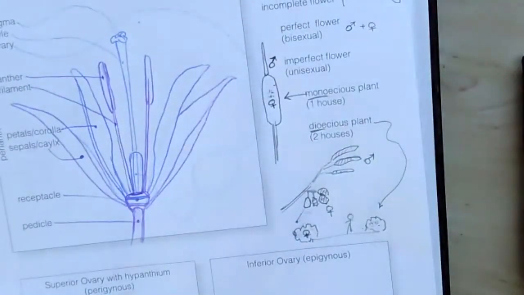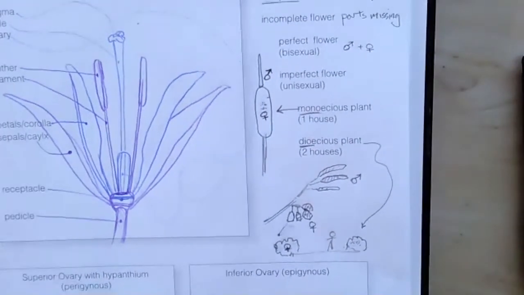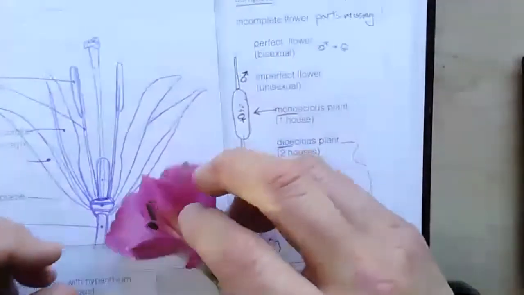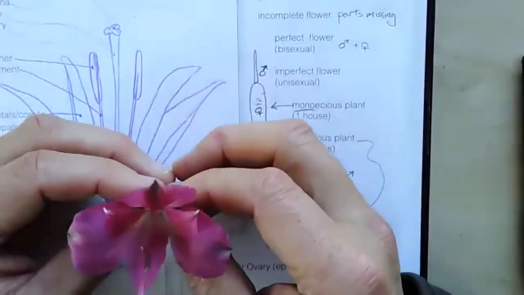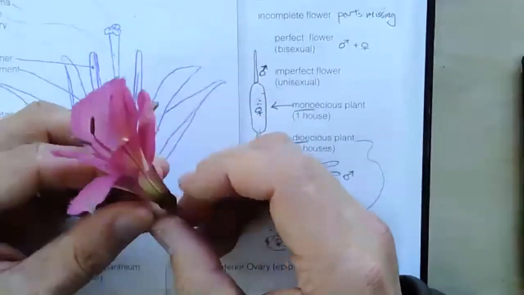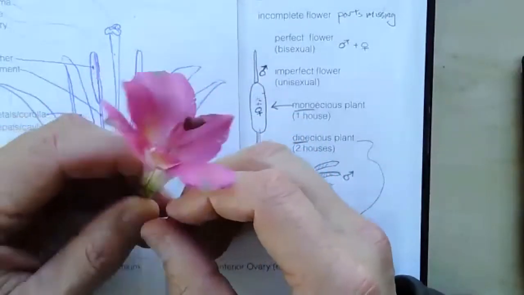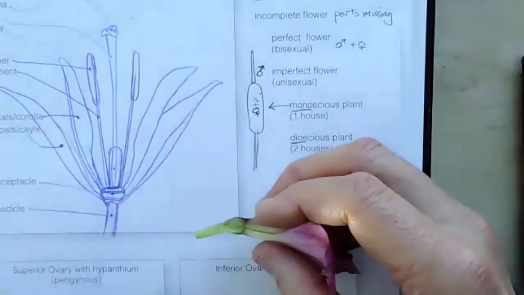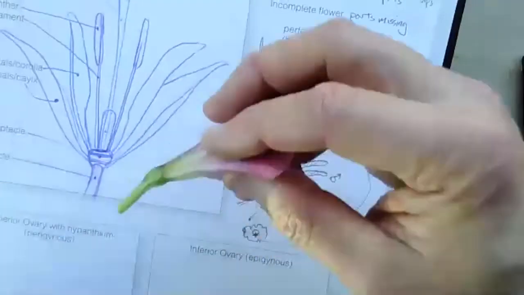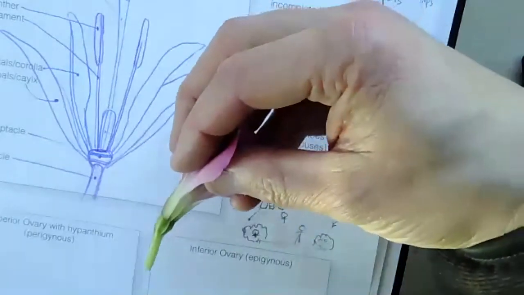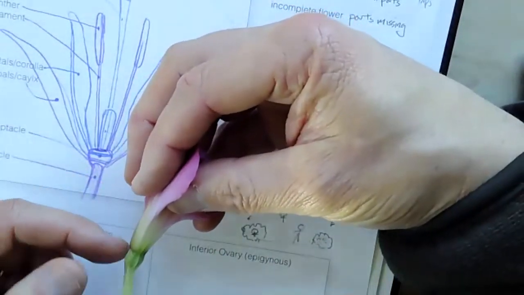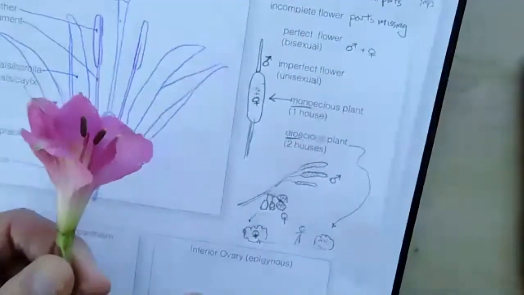I'm just going to really quickly take a look at one more flower here. This one here, just so we can see a different way of organizing these. So here's this cool flower. Thank you, Trader Joe's. And on this one here was a superior ovary. Take a look at the ovary position on this one. Notice that the ovary is below the flower. This one here is an inferior ovary.